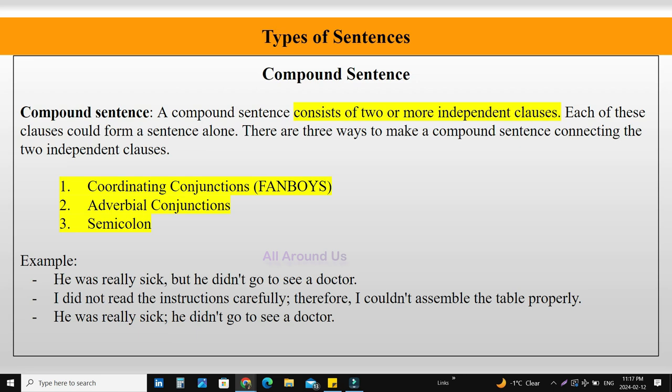Example: He was really sick, but he did not go to see a doctor. I did not read the instruction carefully, therefore I could not assemble the table properly. He was really sick; he did not go to see a doctor.